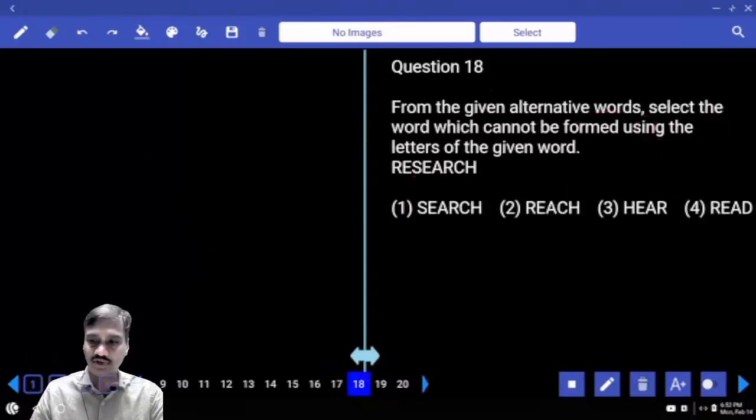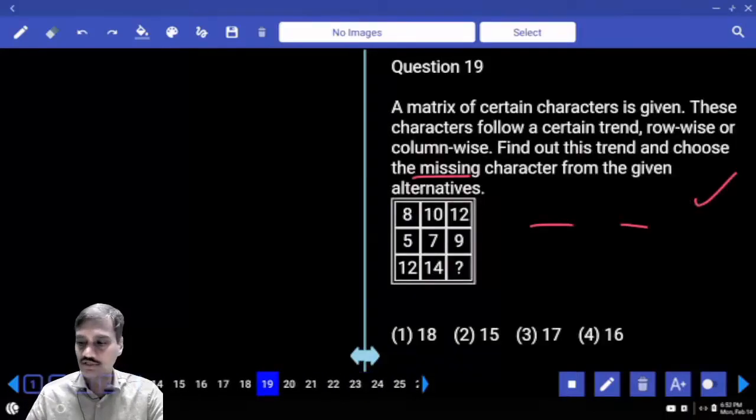Then 18th one. And from the given alternatives, tell me the word which cannot be formed. Sets can be straight away 4. And reach, R-E-A-C-H, reach, R-E-A-C-H, H-E-R here, R-E-A-D, read. Now D is not there, hence this cannot be formed. 18th one. Then coming to 19.